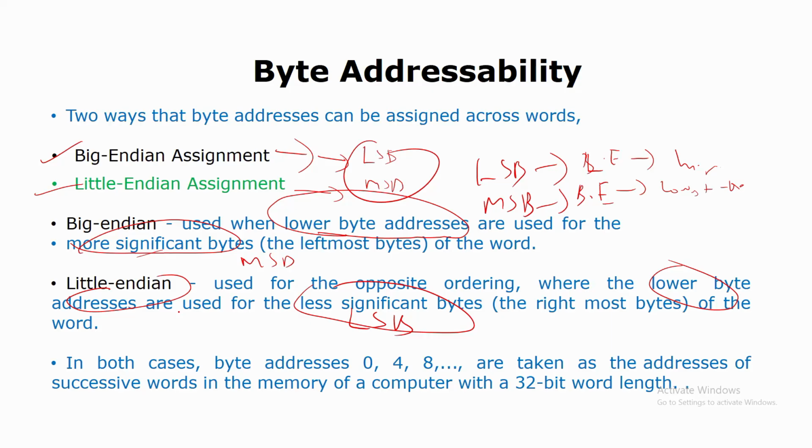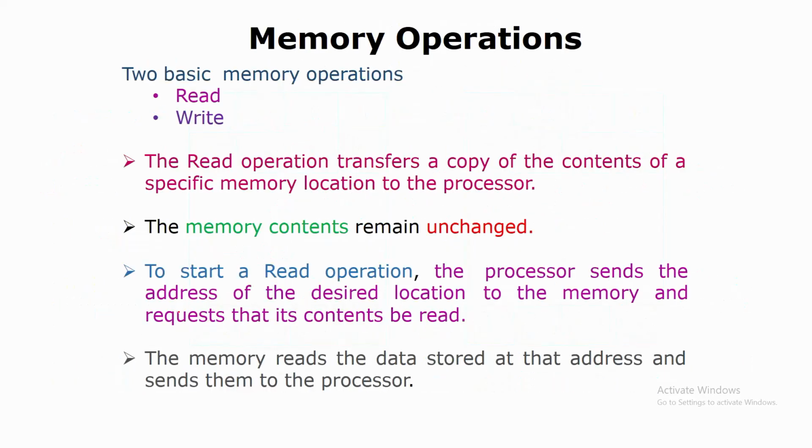So the next thing we are going to see is the memory operation. The memory operation deals with two things: read and write. Whenever we go for a read operation, the processor sends the address of the required memory location to the memory and requests the stored data to be retrieved, to read the memory instruction and execute it. The memory then retrieves the instruction from that address and sends a copy of the data to the processor.